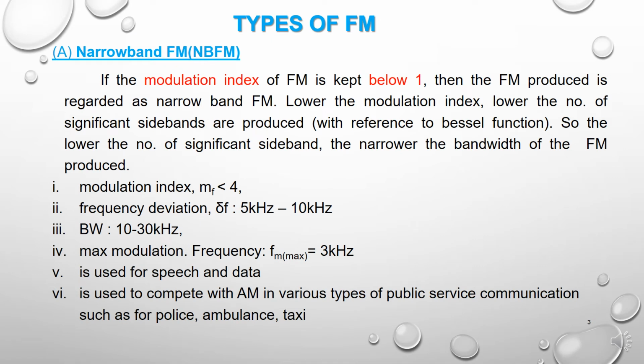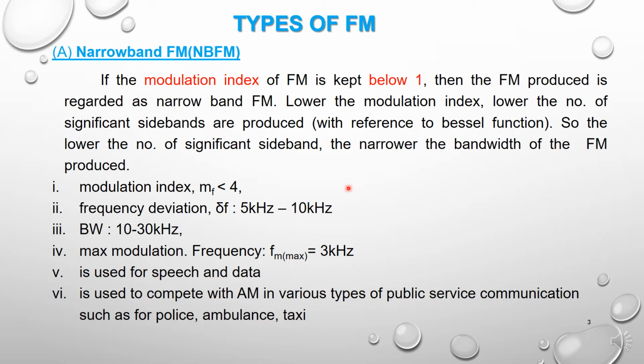Okay, next part is types of FM. The first one is narrowband. If the modulation index of FM is kept below 1, then the FM produced is regarded as narrowband. The lower the modulation index, the fewer the sidebands produced. So the fewer the sidebands, the narrower the bandwidth of the FM produced.